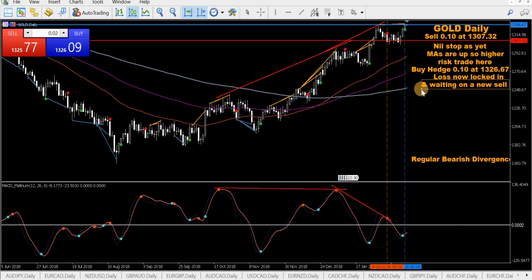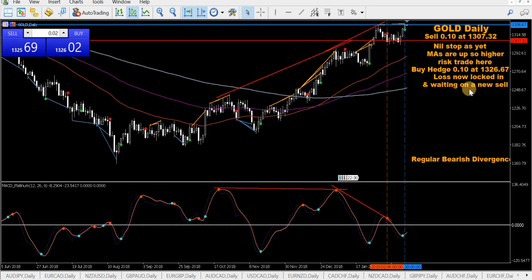So in a sell from back there, price went down, didn't really go down far at all. Now it's sort of bounced back up and we've got a new buy signal. Because I went in with no stop, I'm not going to risk it, especially on gold. I've taken a hedge buy at that price.